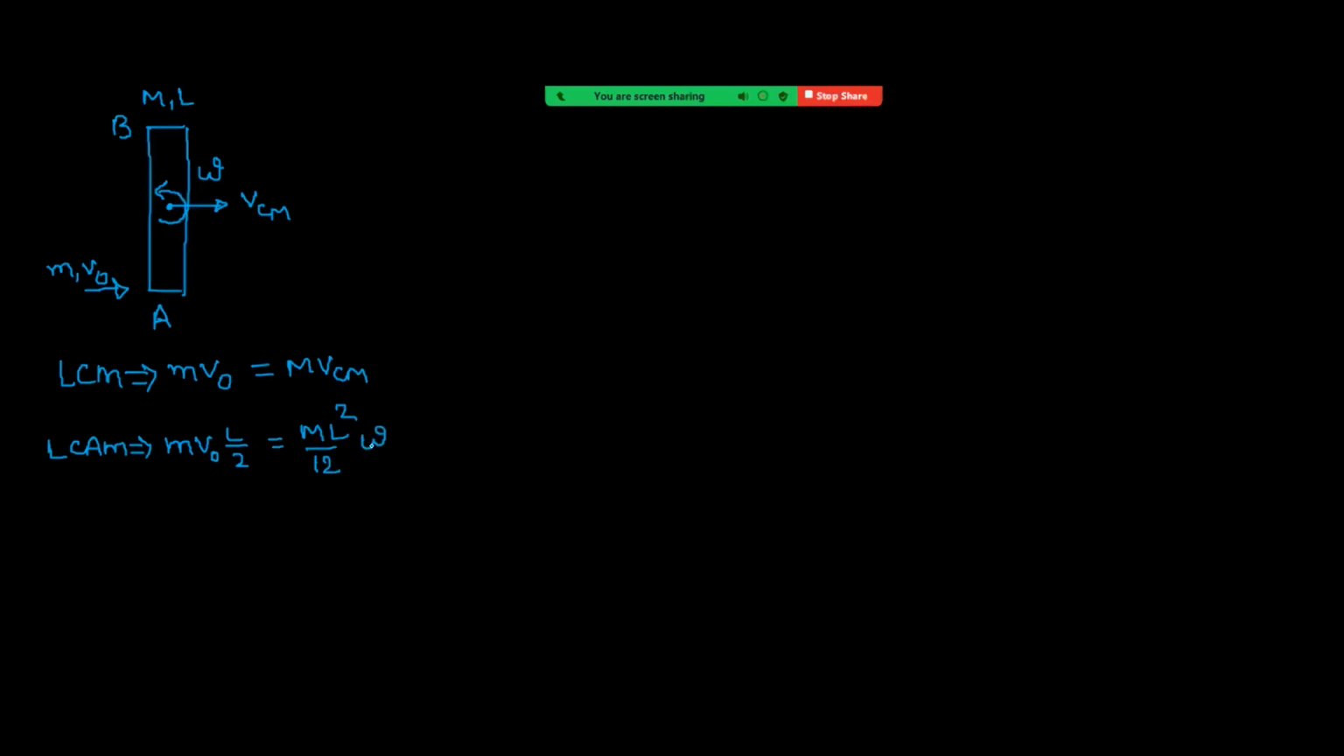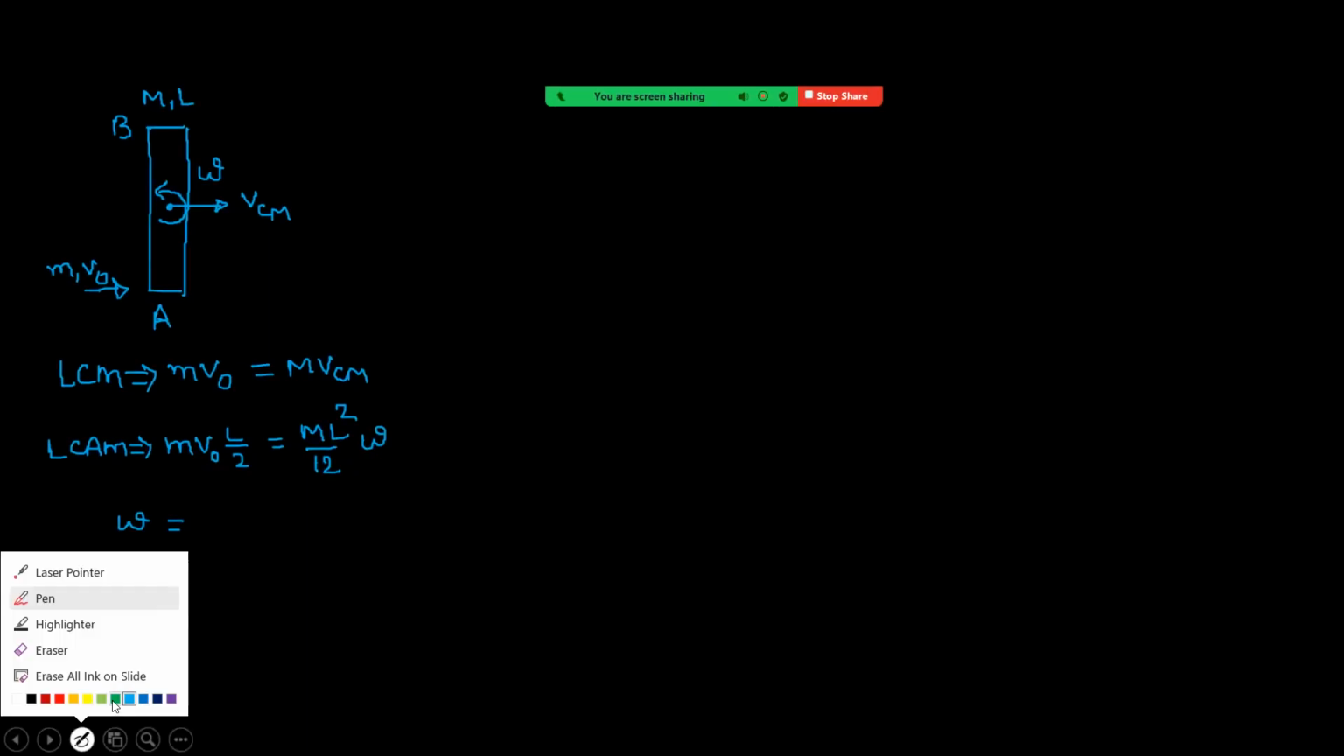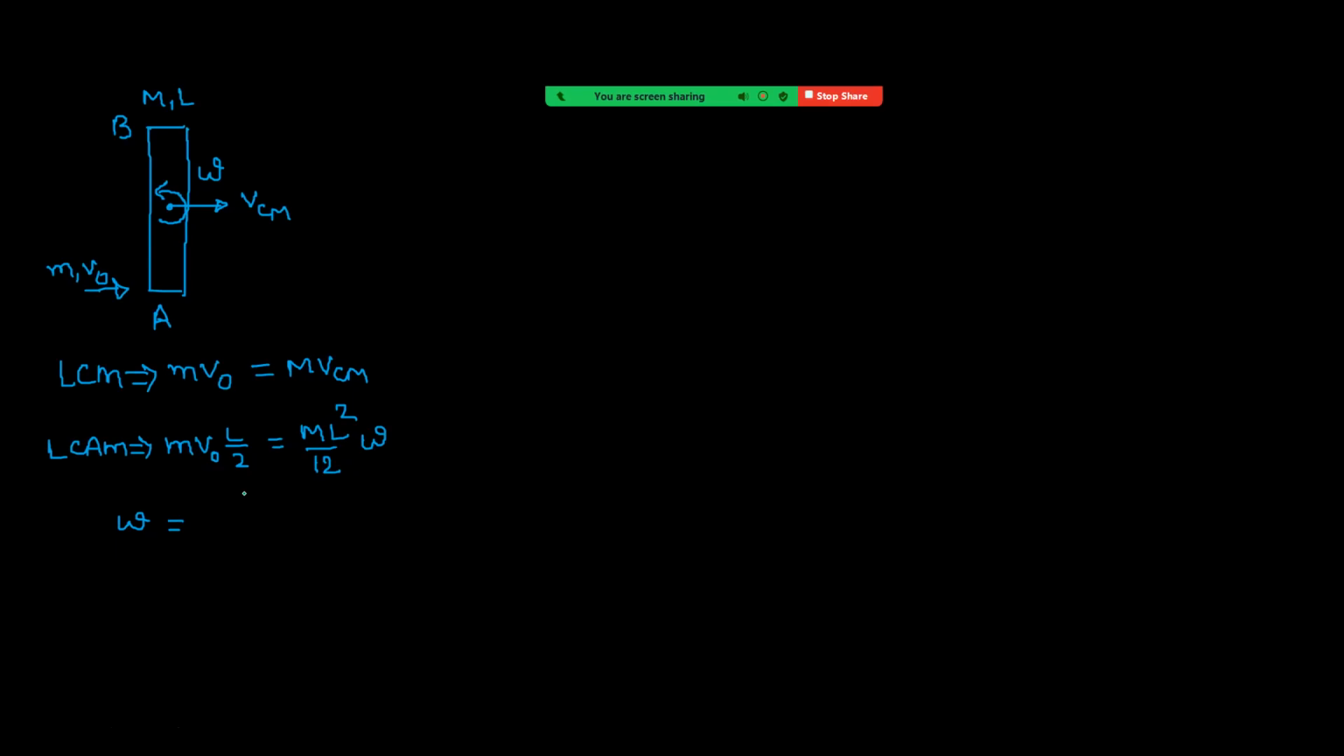and omega, which we have to calculate. So from this, we get the value of omega. See how much? Omega will be, see what we can cancel here. L cancels, 2 by 12 gives 6, so 6 m v naught upon M L. Okay, right. Now see what else we can do here.